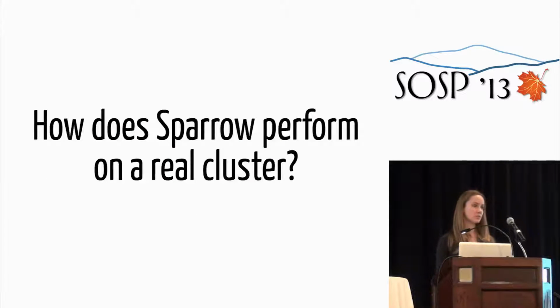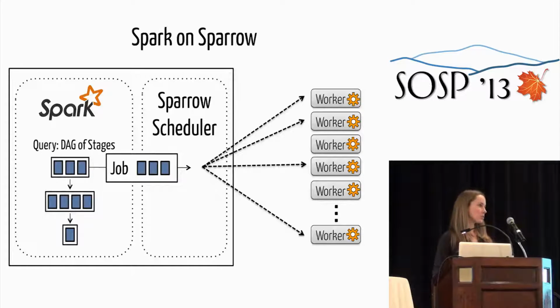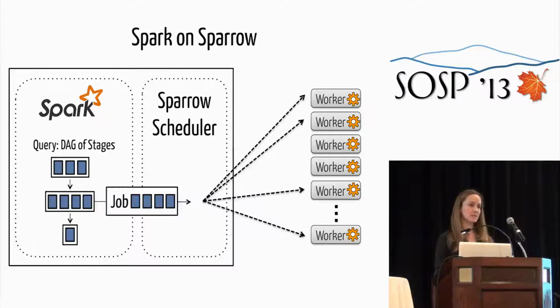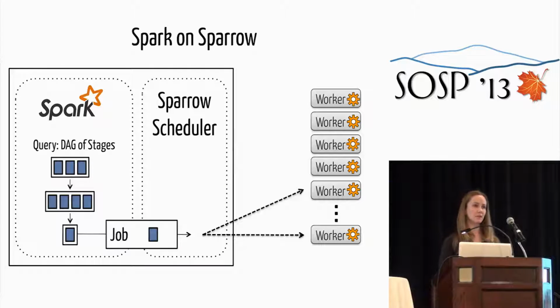So far I've just shown simulation results. To evaluate Sparrow on a cluster, we ported Spark, an in-memory data analytics framework, to schedule using Sparrow. A Spark query is composed of a DAG of stages. Spark submits each one of these stages as a job to Sparrow. Sparrow schedules the tasks in the job. Once they complete, Spark submits the next job to be scheduled using Sparrow. And same thing for the remainder of the stages.